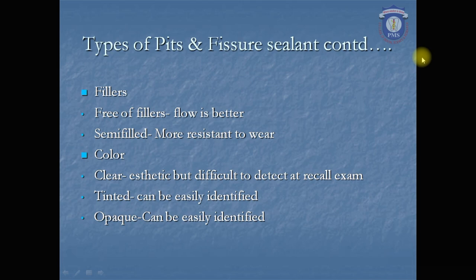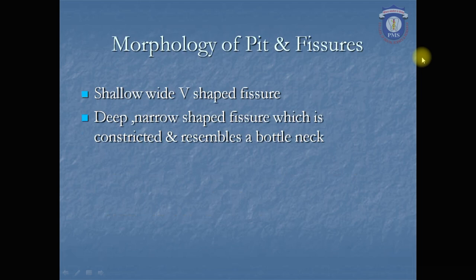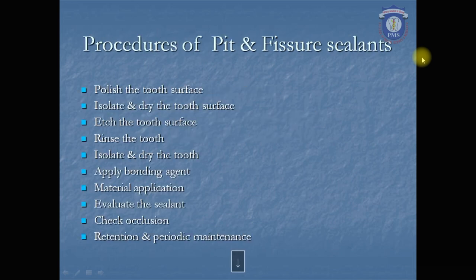Based on color, clear sealants are aesthetic but difficult to detect at recall exam. Tinted can be easily identified, opaque can be easily identified. Based on morphology, shallow, wide V-shaped fissure, and deep, narrow fissure, which is constricted and resembles a bottleneck.